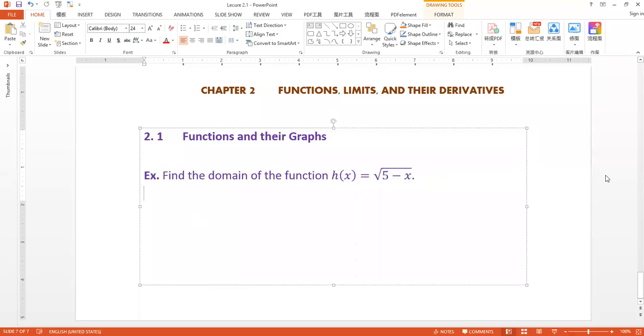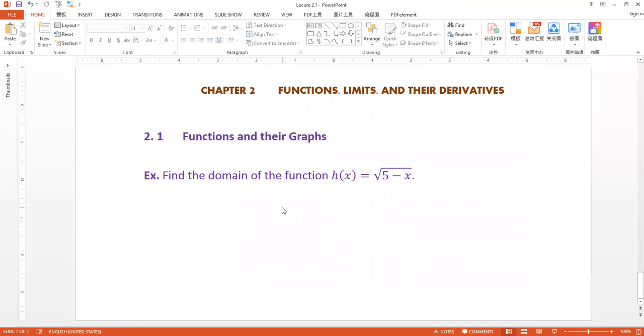Hello, everyone. Let me just explain one example in this section in more detail. So I'm going to discuss how to find the domain of a function step by step. In one of the examples, we're trying to find the domain of the function h of x equals square root of 5 minus x. So in order to find the domain of function, we need to find all the values of x for which the function is defined.